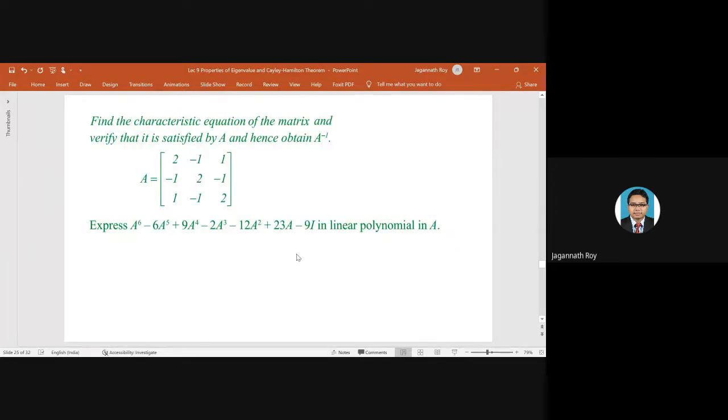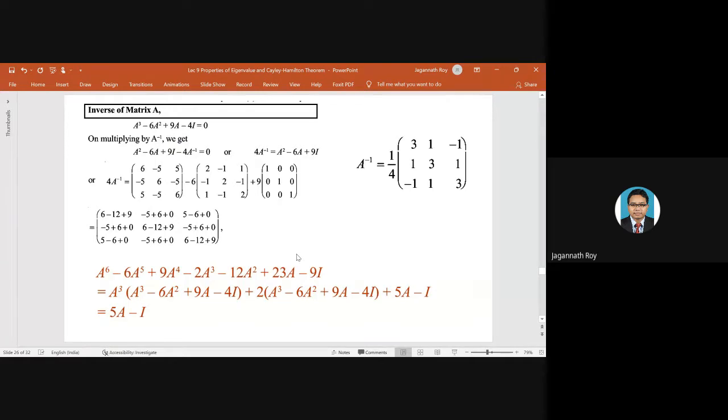The next task is to find the A inverse. For A inverse, we have seen already that there is a formula. So from this equation, if you multiply with minus A inverse, then it will become of this form. 4 times A inverse equals A square minus 6A plus 9I. We already have calculated A square, A and I. The unknown part is now A inverse. So just substitute these values and simplify. Then you will get A inverse of this form. So the second task is complete.